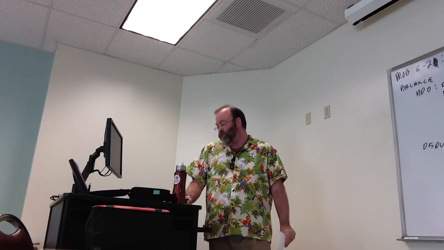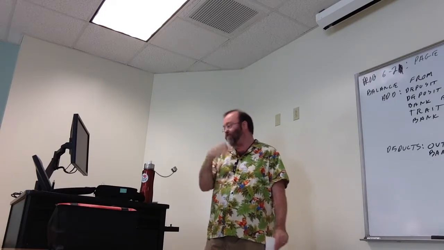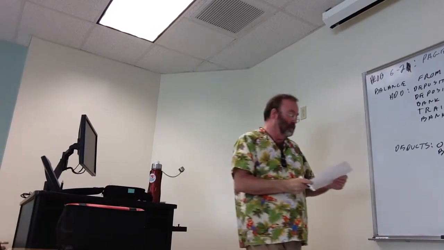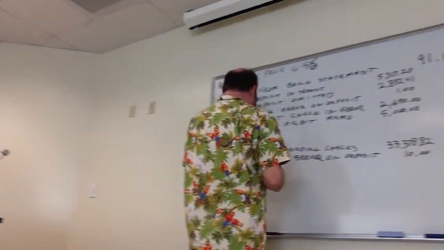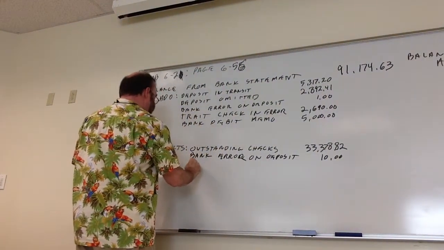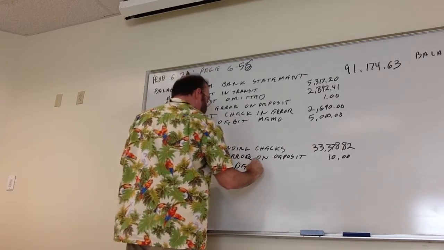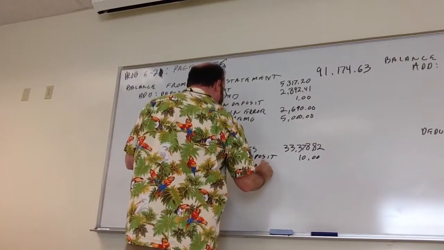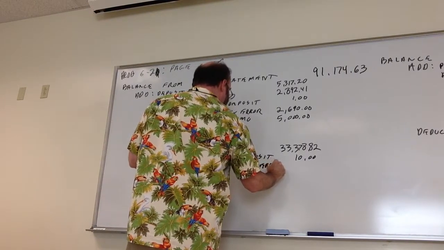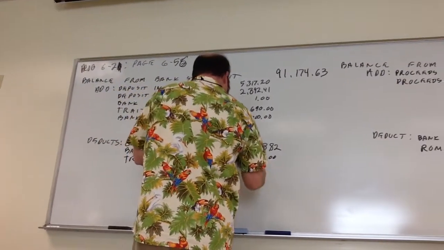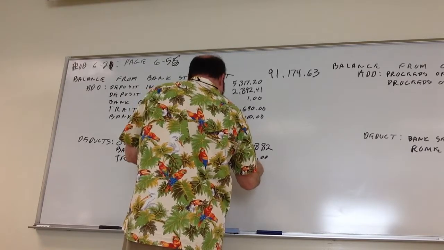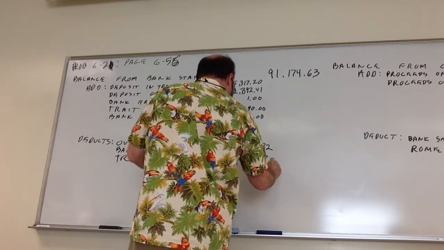And then the last one is a deposit of Trait Manufacturing was credited in error. So just like they charged us with one of their accounts payable checks, they gave us one of their deposits. So this is trait deposit in error. $1,819.20.